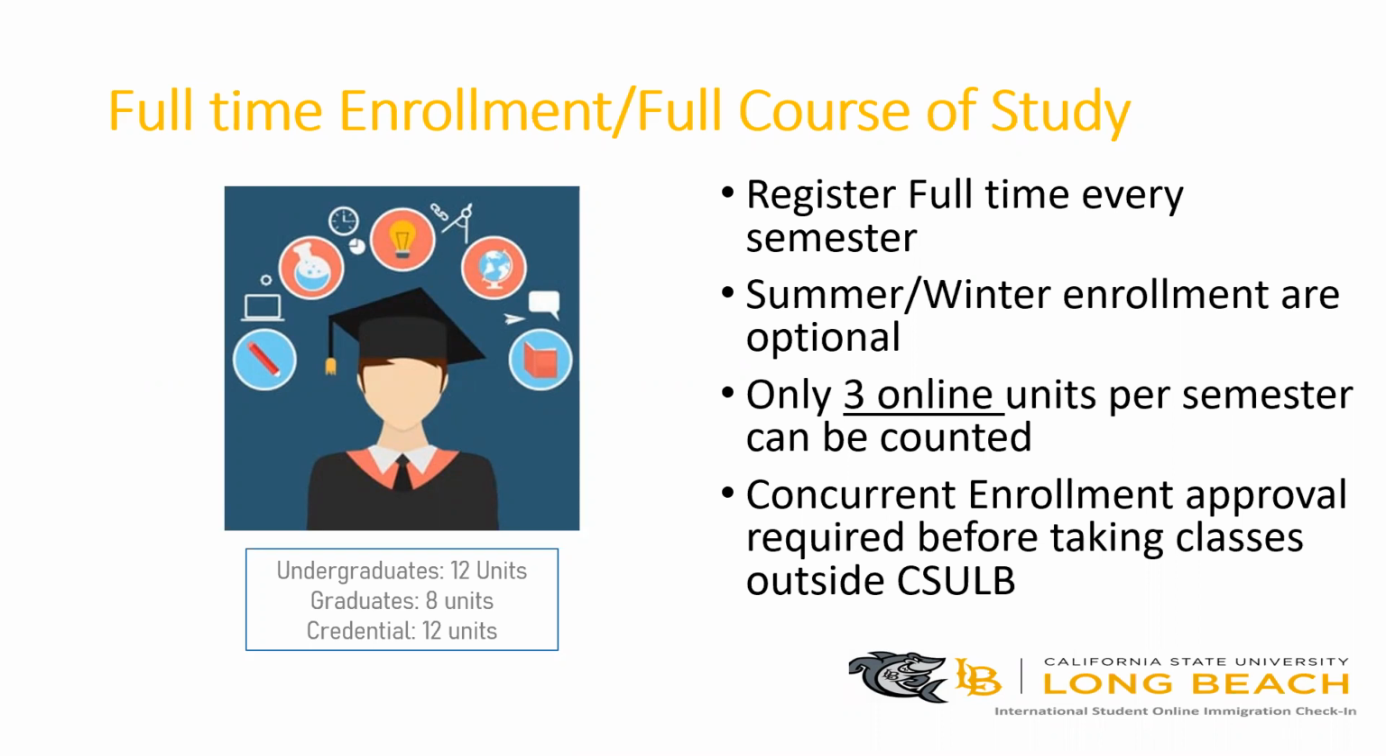For online coursework, you have to keep in mind that only 3 units can be counted towards the total 12 units needed per semester for an undergraduate student, or 3 units total towards the total graduate units required to maintain status. Due to COVID-19, the online limit is not enforced right now for the duration of the fall 2021 and spring 2022 semesters. Concurrent enrollment approval from the ISS advisor is needed before you enroll in any other school while taking classes at Cal State Long Beach.